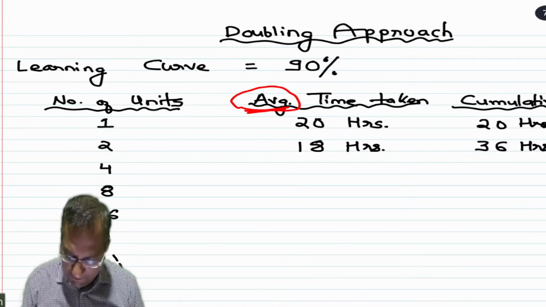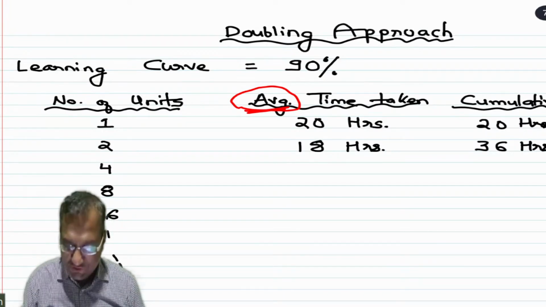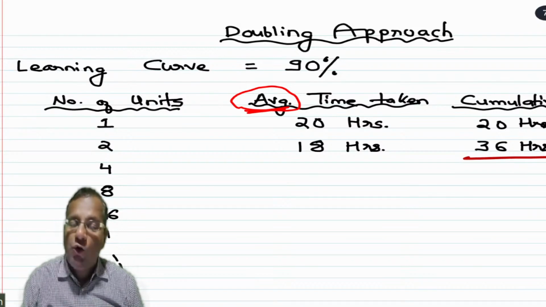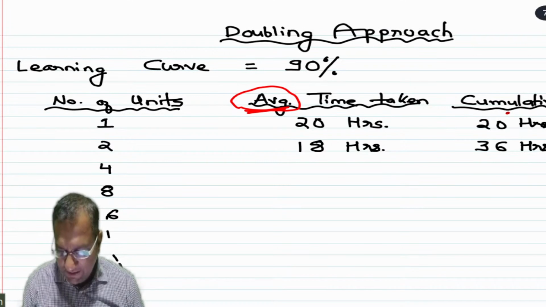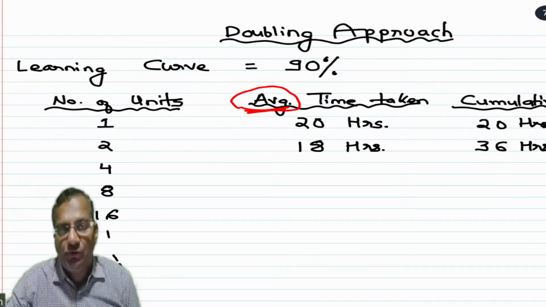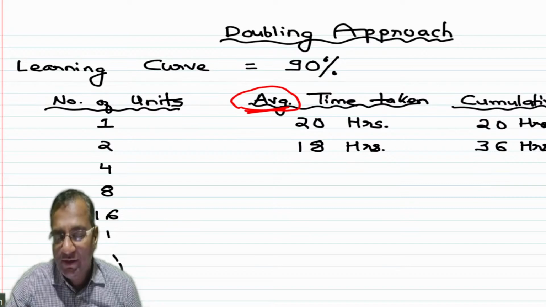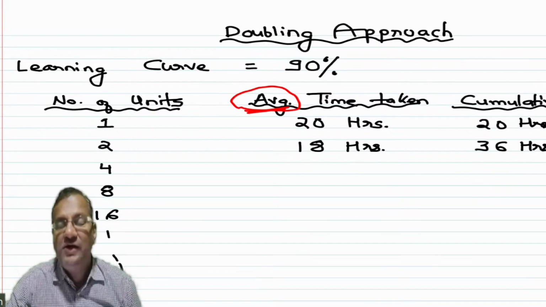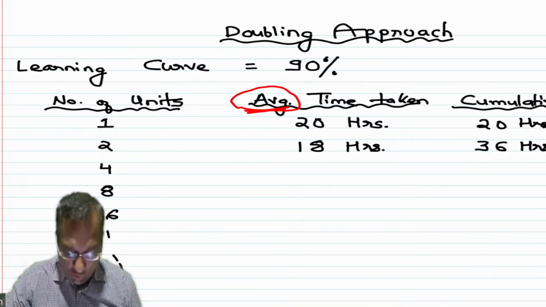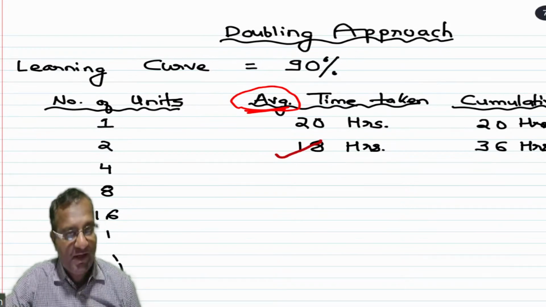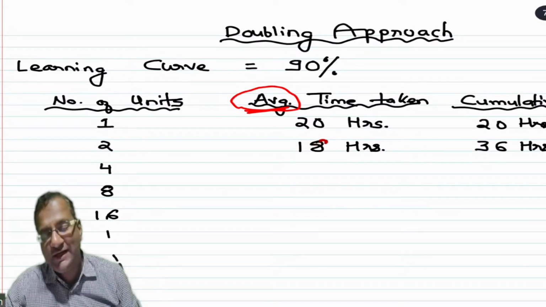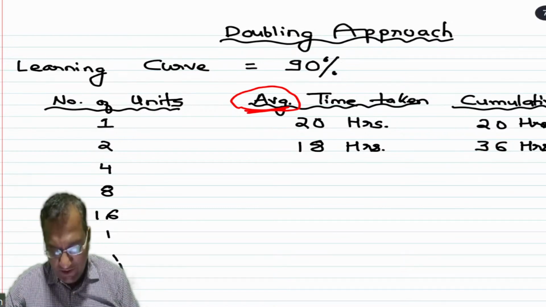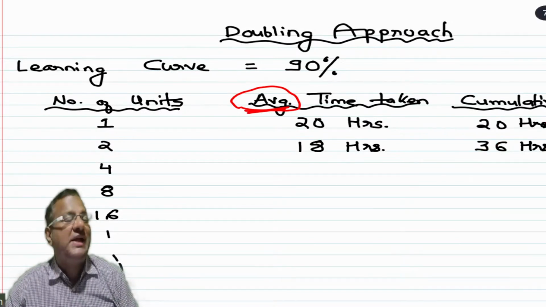Okay. So now tell me the cumulative time to manufacture 2 unit is 36 hour. Out of that, the very first unit has taken 20 hour. So the time taken by unit number 2 is 16 hours. Okay, not 18 hour. It is the average time taken to manufacture 2 units. What the question is, what is the time taken by unit number 2? Unit number 2 has taken 36 minus 20 hours.